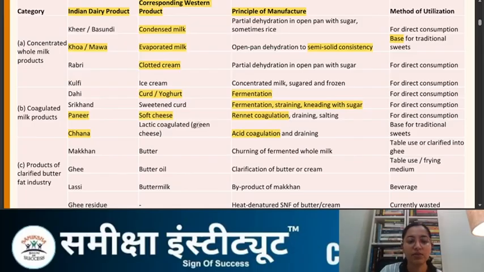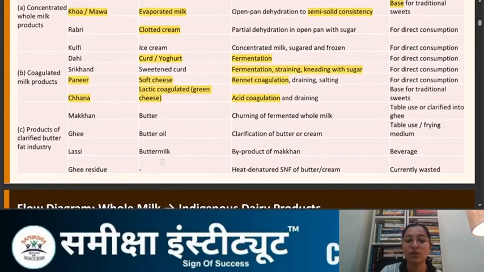In the lactic coagulated product, what is the acid here? Here it is lactic acid only. So these are the differentiating factors between paneer and chhana. So these were all the coagulated milk products. In case of coagulation, what is being coagulated? The milk protein is being coagulated.